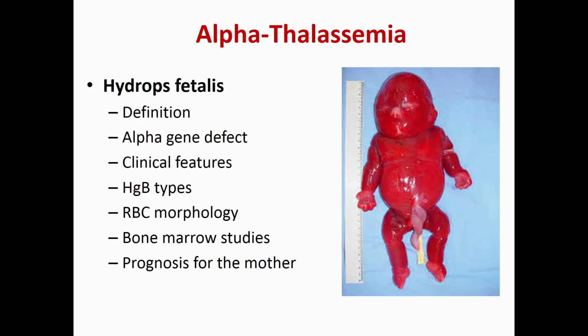This is hydrops fetalis. This is what happens when you are missing 4 alpha genes. You're not going to be living. You're not going to be alive. You're going to come out dead, a stillbirth.